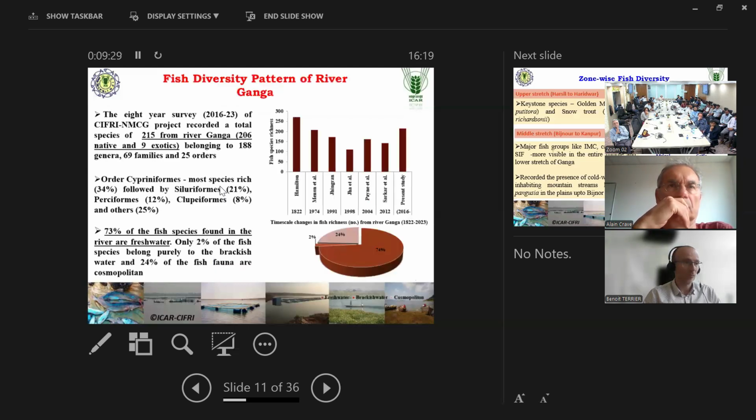Through that project, the main target is to restore and revive the water quality and aquatic life in the river Ganga. Look at the current picture, as of 2023: the river Ganga has 215 species of fish. This is the recent data of our study. There are 215 fish species in river Ganga, from Gangotri to Ganga Sagar, the entire stretch of the river Ganga. Of the 215, 206 are indigenous species and 9 are exotics.